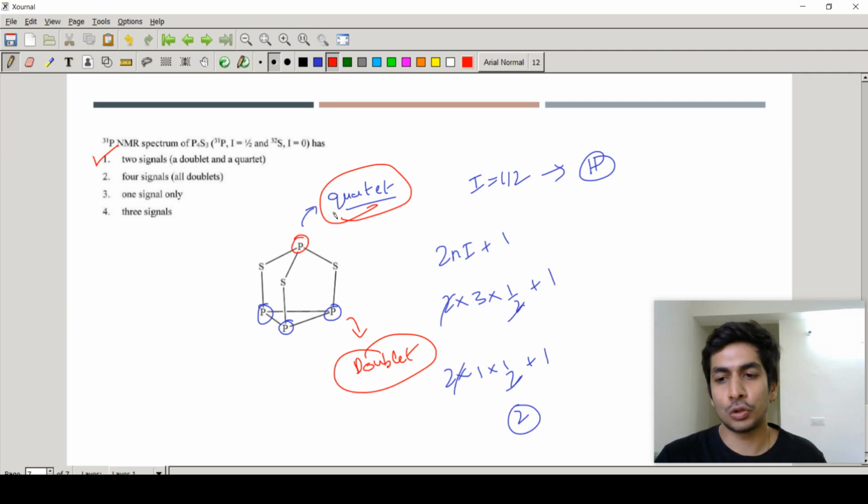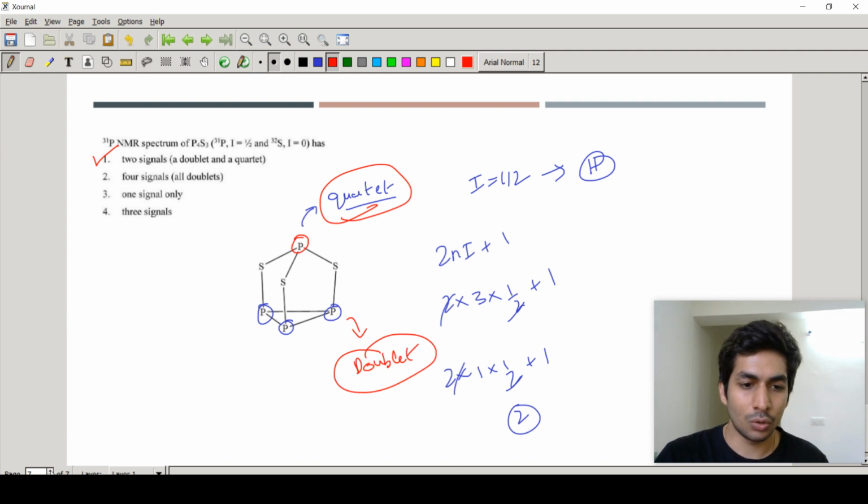They could have also asked you the intensity or the integration pattern. The signal which will be a doublet, because it is happening because of 3 phosphorus, will be 3 times greater than the one which will be a quartet, which happens due to 1 phosphorus. They did not ask you that, but it is some additional information when you're solving something.